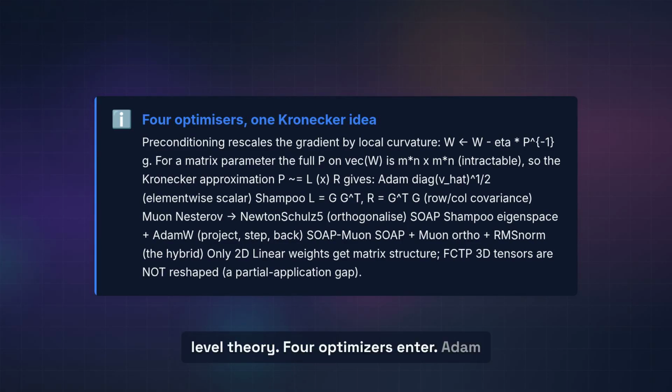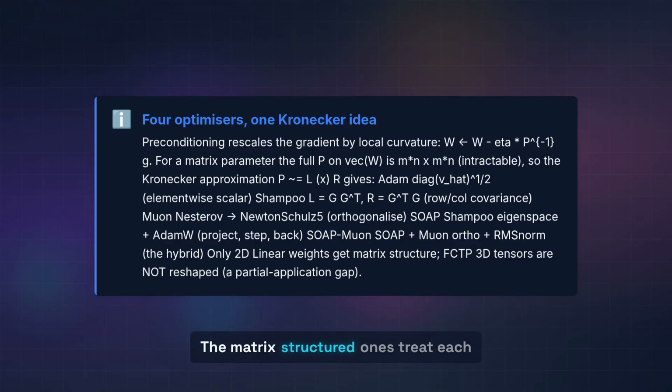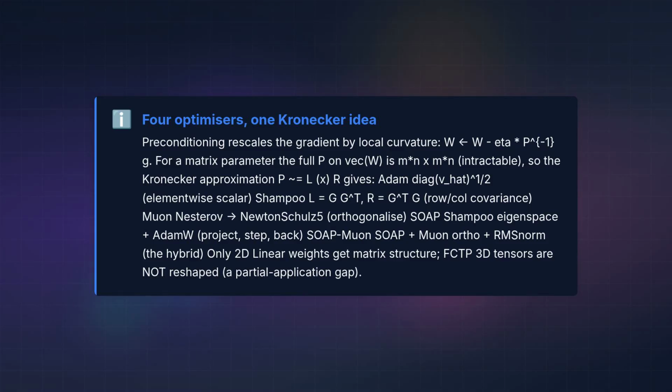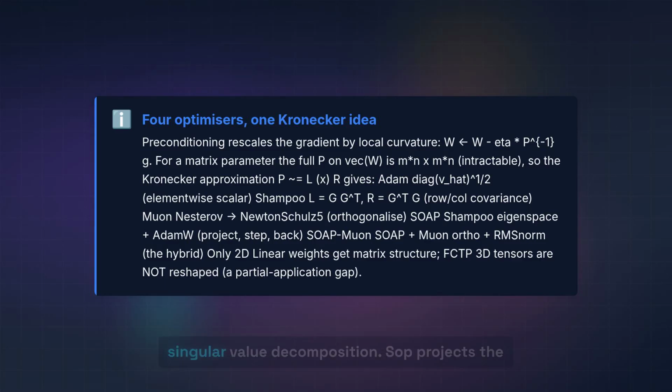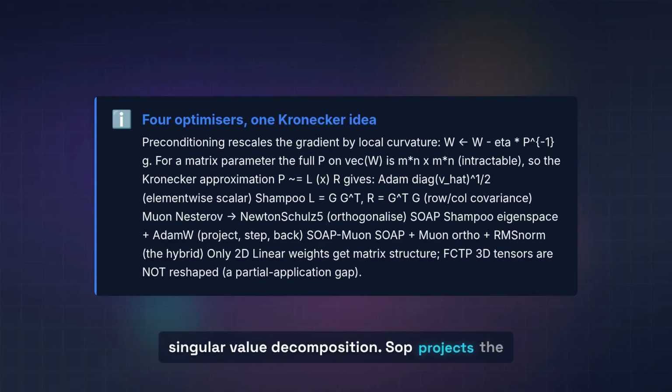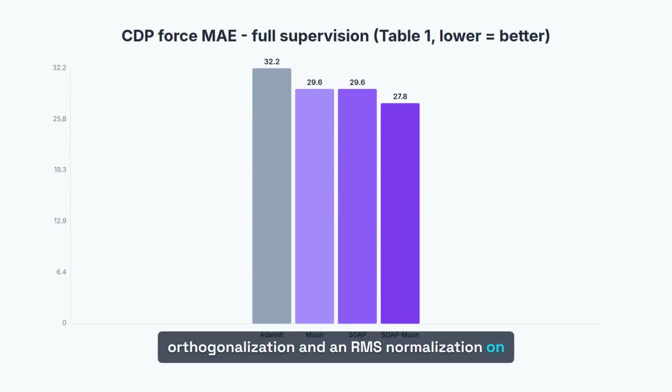Four optimizers enter. Adam takes an element-wise second moment, treating every weight as a scalar. The matrix-structured ones treat each weight matrix as a matrix. Shampoo builds row and column covariance matrices, a Kronecker approximation to the full preconditioner. Muon runs Nesterov momentum, then orthogonalizes the update direction with a cheap Newton-Schulz iteration, no full singular value decomposition. SOAP projects the gradient into Shampoo's eigenbasis, runs an AdamW step inside it, projects back, and SOAP Muon adds Muon's orthogonalization and an RMS normalization on top.